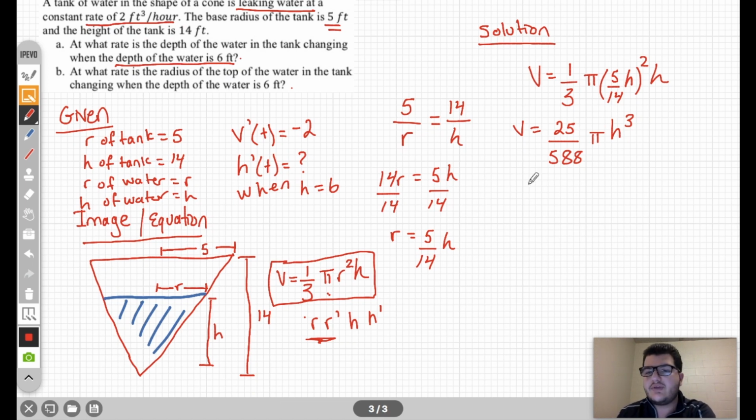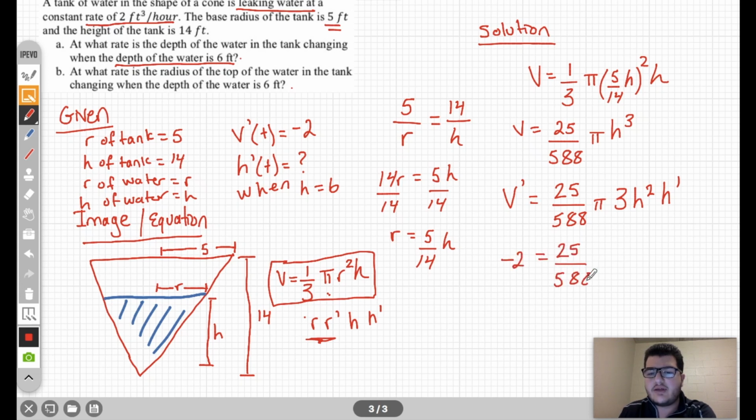Now taking the derivative, there's no more product rule because I only have one variable. Taking the derivative, I'm left with v prime is equal to 25 over 588 is just a constant. And take the derivative of h cubed, it's 3h squared, h prime. Now plug in all the information we know. We know that volume prime is -2. This is going to be equal to 25 over 588 pi, 3 times, we know the height is 6. This is the height of the water, squared, and we're solving for h prime.